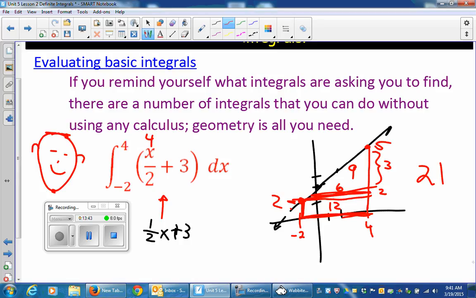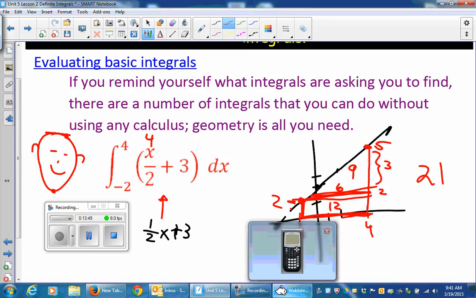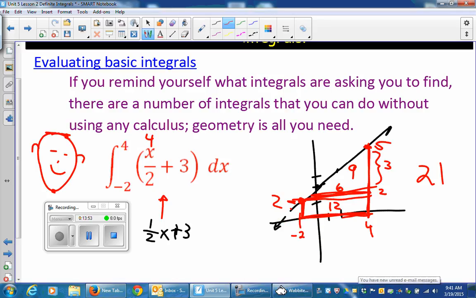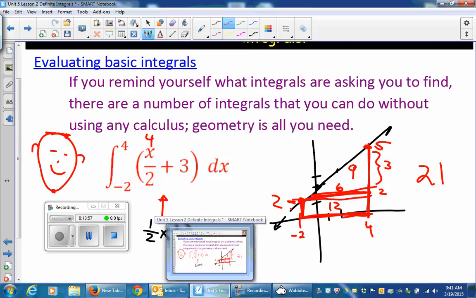Why did you plug in before? You need to know what the y value is, right here. You need to know how high this guy's going, and you need to know how high it's going over here. If you graphed it very nicely on your graph paper, you would have found those 2 points anyway, just by counting.